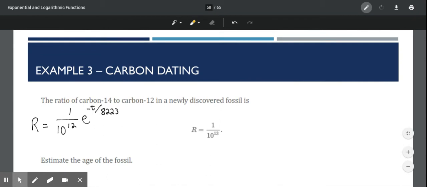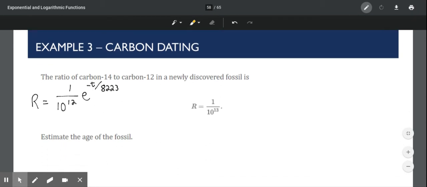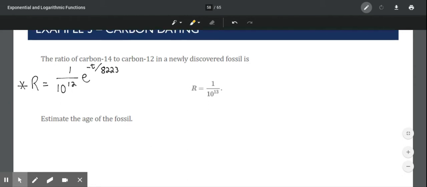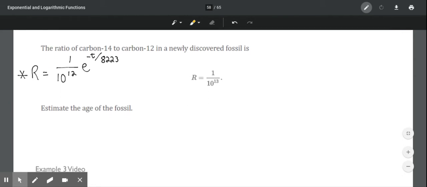On our next problem, this carbon dating problem, this is some information that the book gives us in terms of carbon dating, where they tell us that the model for carbon dating is that R equals 1 over 10 to the 12 e to the negative t over 8,223. Okay, and so they want us to estimate the age of the fossil. So find our t value when they give us the r value of 1 over 10 to the 13th.